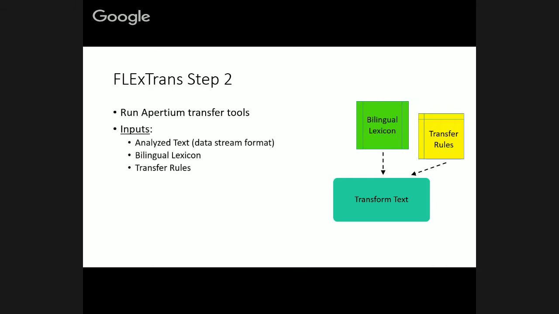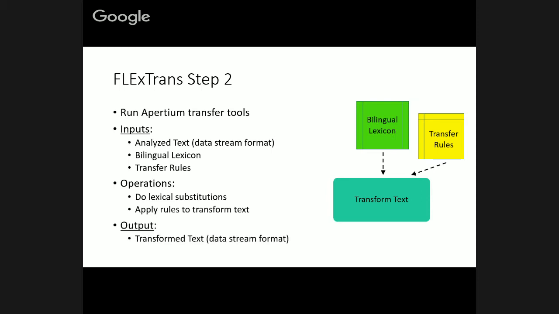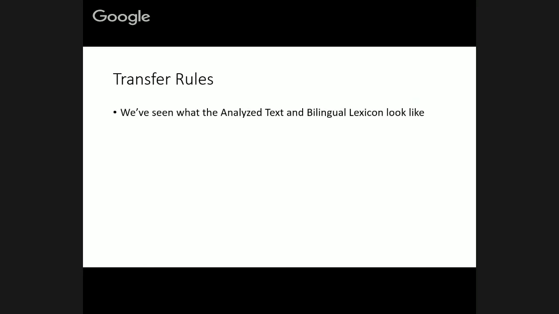And the Apertium tools take as input, of course, the text that got created to this point, the bilingual lexicon, and transfer rules. It does the lexical substitution and applies the rules to transform what came in into Swedish morphemes. So we looked at the analyzed text and the bilingual lexicon. Let's look at the transfer rules a little bit.